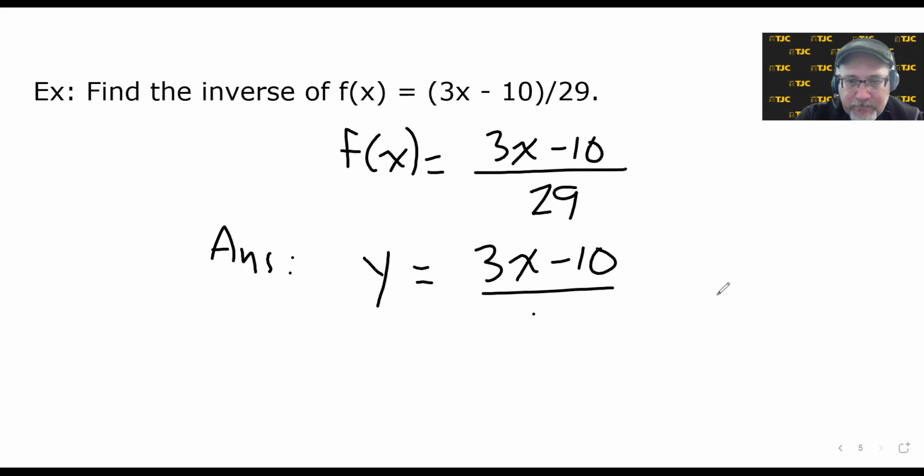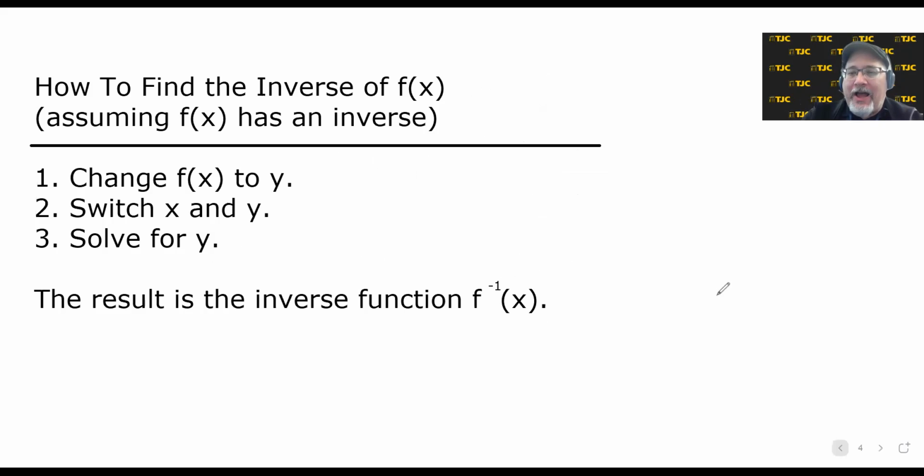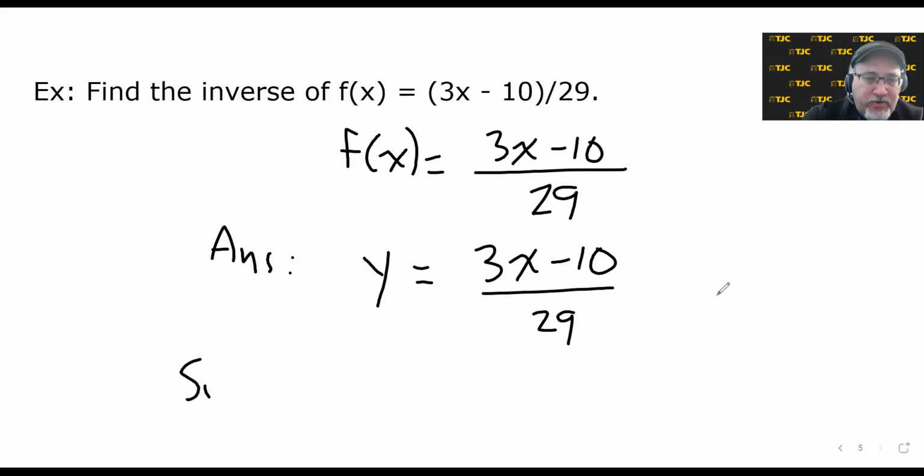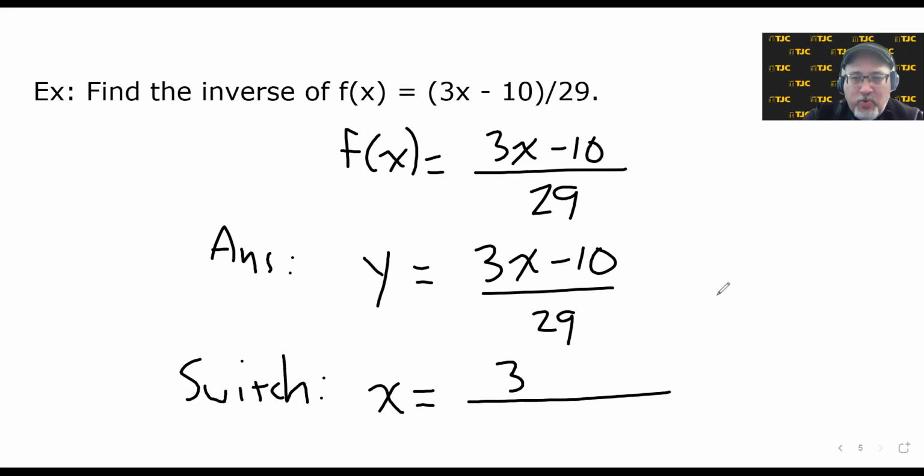That was step 1. And step 2 is to switch x and y. So now we're going to pull the switch. Switch, every y becomes an x, every x becomes a y. And now that we've buried the y inside of our given function, now we're going to solve for y, dig it out of the function, and in the process, on the other side of the equal sign, we'll start building the inverse function. So our next move is to solve for y.